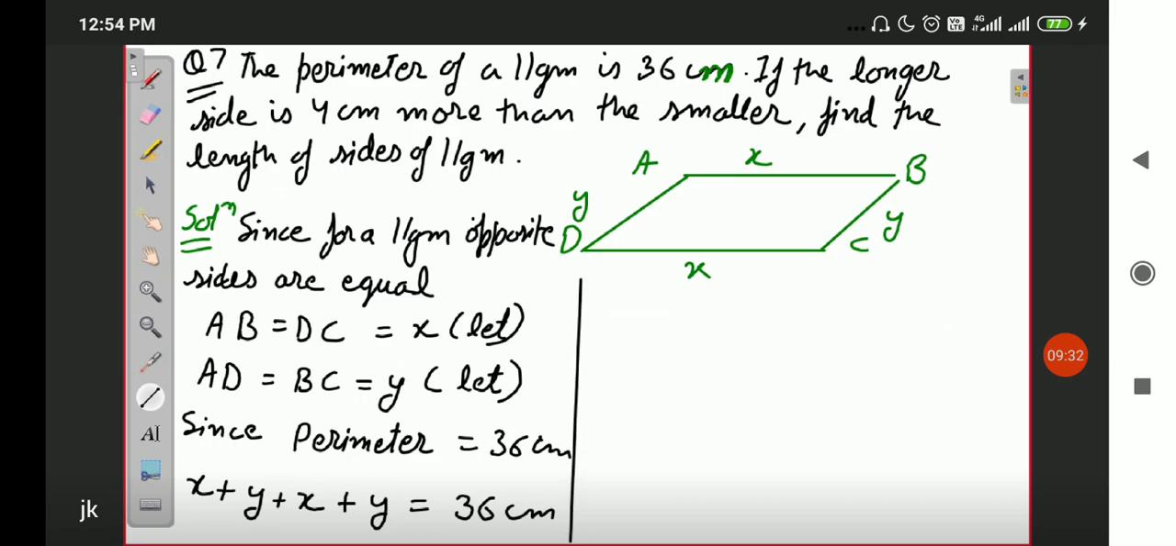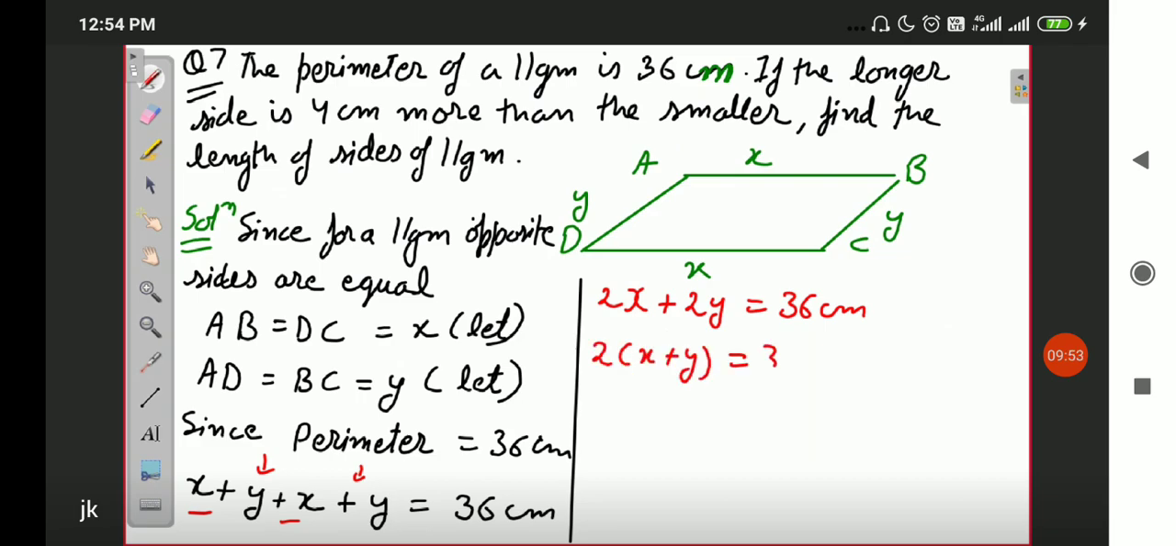So going on from then, twice of x, x plus x is 2x, y plus y will be 2y, plus twice of y should be equal to 36 centimeter. Then twice of x plus y should be equal to 36 centimeter and x plus y is equal to 18 centimeter. Now how is x plus y 18 centimeter and twice of x plus y 36 centimeter, sir?